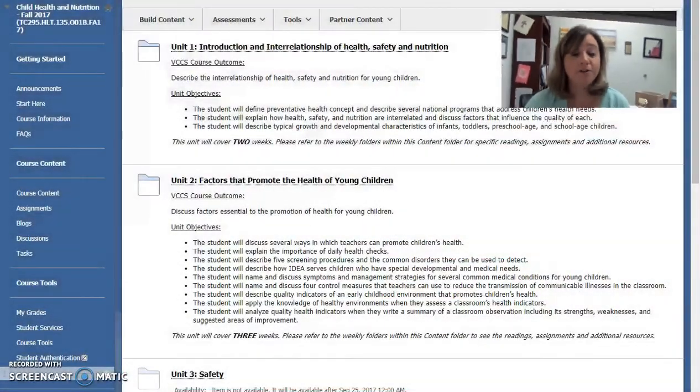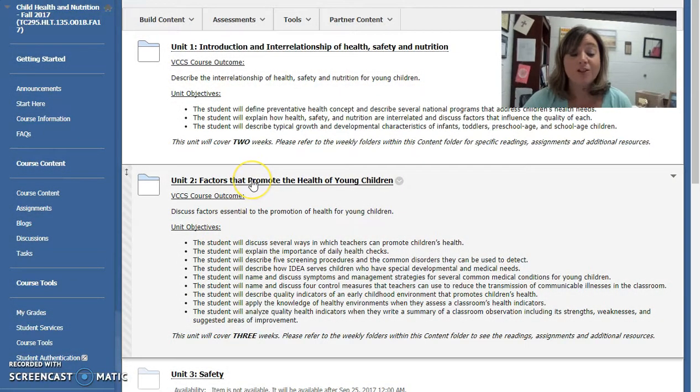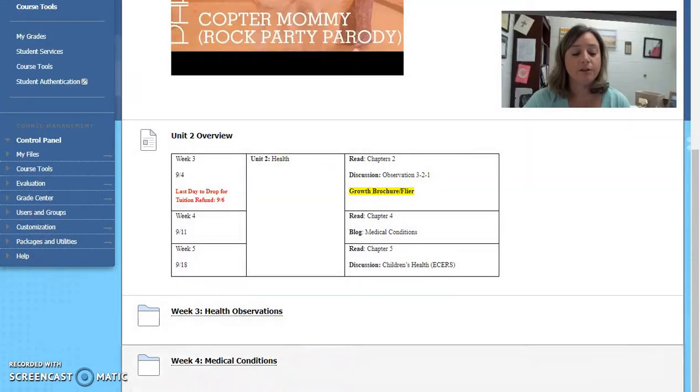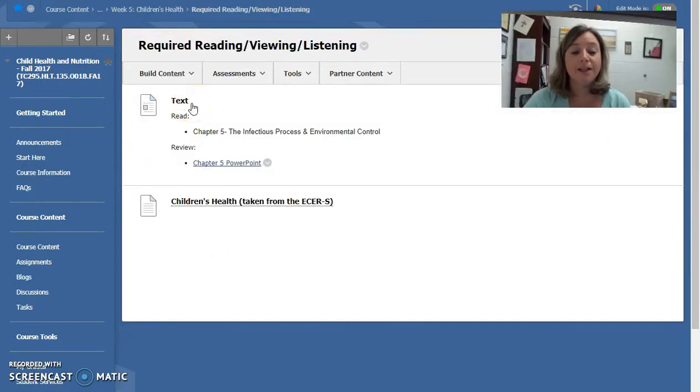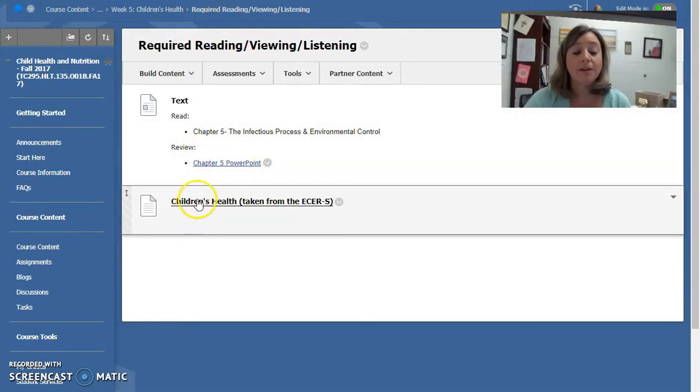So what you're going to find for this week is that we're going to look at Chapter 5 again, which is going to be about those communicable diseases. So when you go into Unit 2 and you go down to the bottom for week 5, which is Children's Health, you're going to see under the required reading, here's Chapter 5, and so here's the PowerPoint that goes along with Chapter 5, but this resource is going to be really helpful for you.